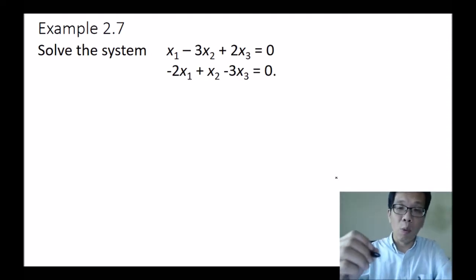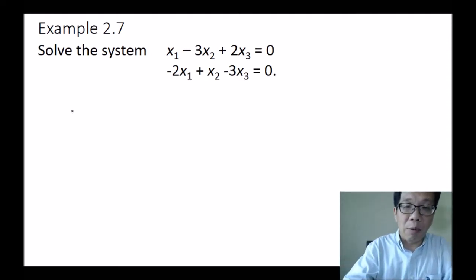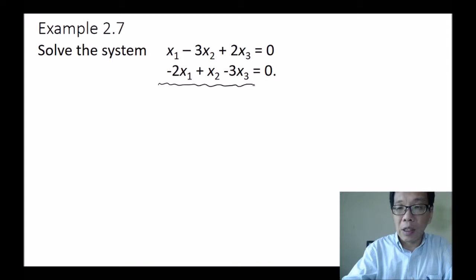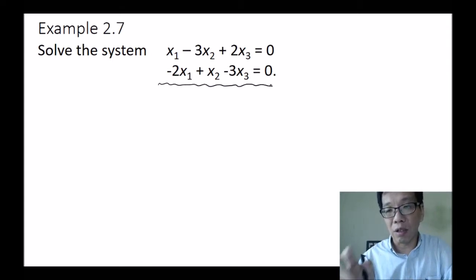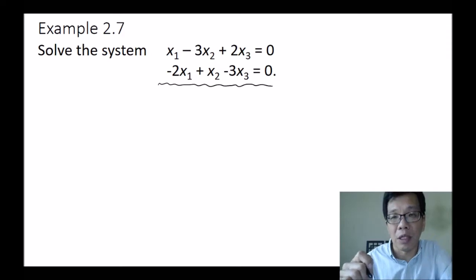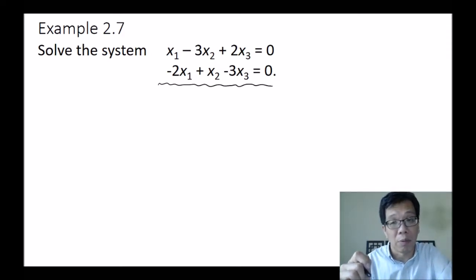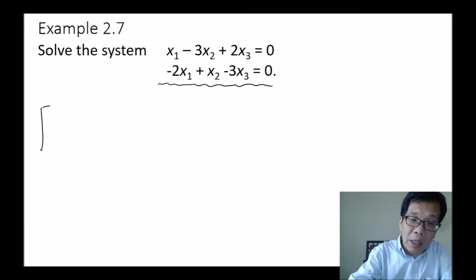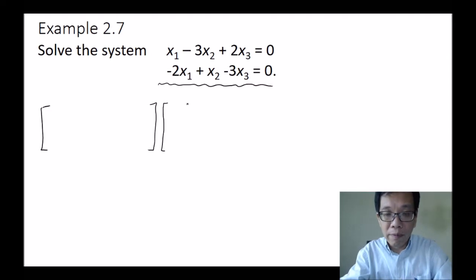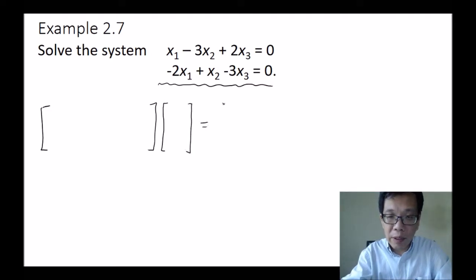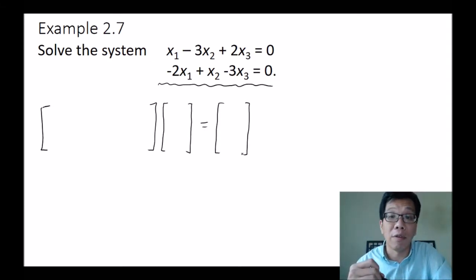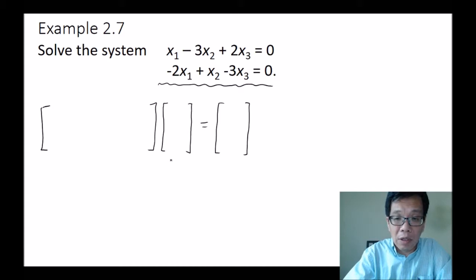In this case, what we're trying to do is separate these two equations into two parts. The first part is the coefficients, and the second part is the variables. If we can do something like this, then we can start to calculate the answer. So this is my variable vector, in this case x1, x2, and x3.